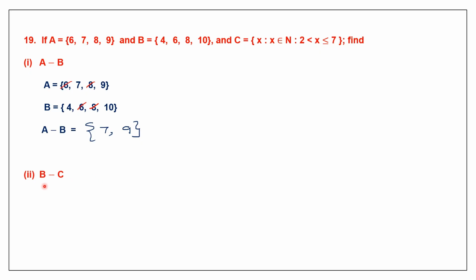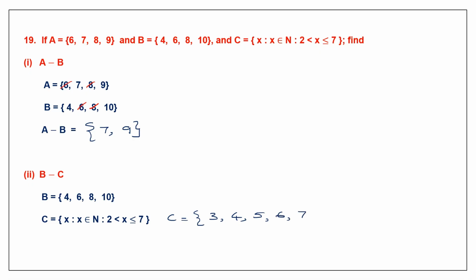Then here it is B minus C. So B has to come first. So all the elements of B are here. And what are the elements of C? C is x such that x belongs to natural numbers and x is greater than 2 but less than or equal to 7. That means in set C, the elements will be greater than 2, starting with 3, 4 and it stops at 7, 5, 6 and 7 because it says less than or equal to 7. So we stop at 7. So now we have the elements of set C: 3, 4, 5, 6, 7.